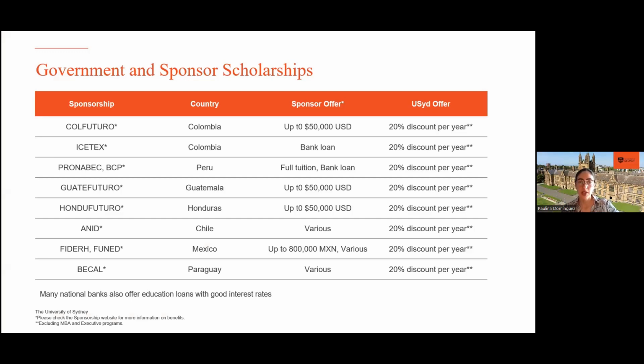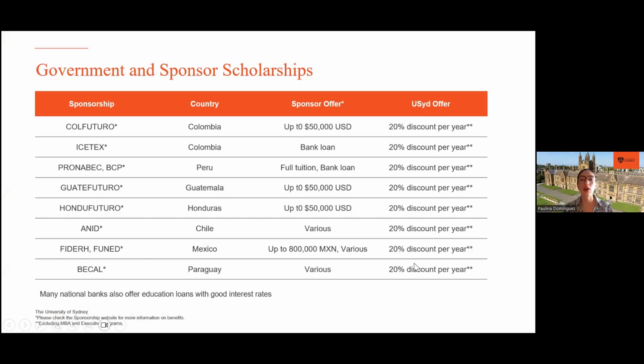Okay, that's 20% of your tuition fee for the whole duration of your degree, only for Latin American students applying with Latin American passports, because I know some of you may have dual citizenship from, I don't know, somewhere in Europe or US or something like that. So it only applies for students applying to the University of Sydney with a Latin American passport.